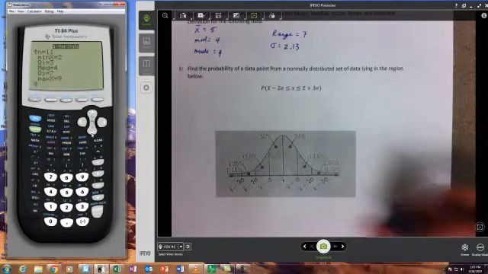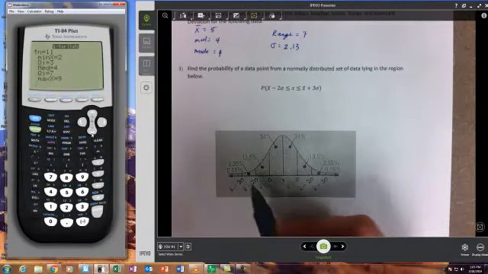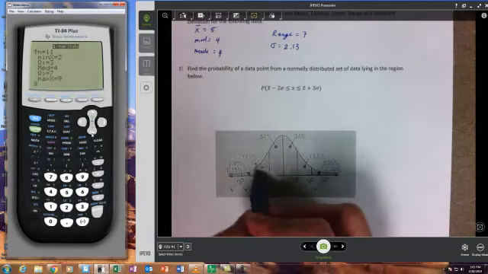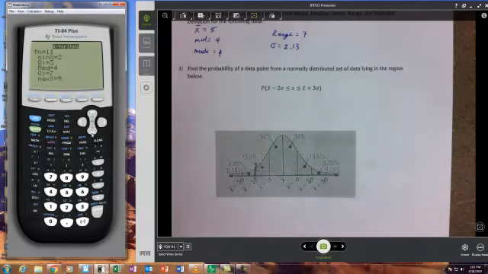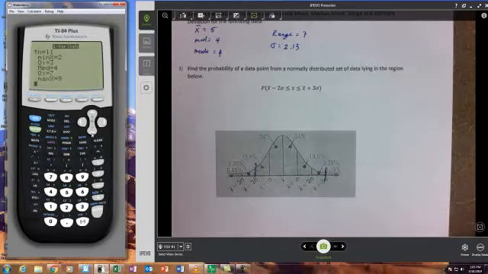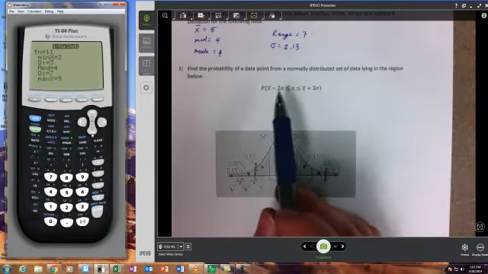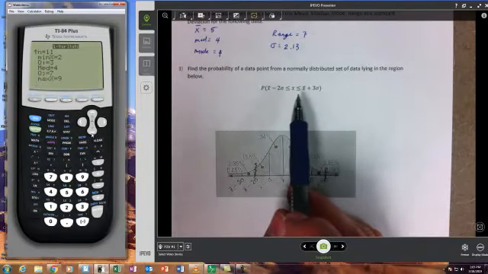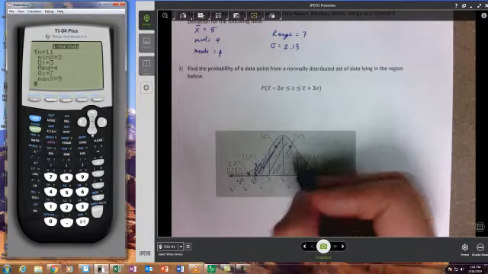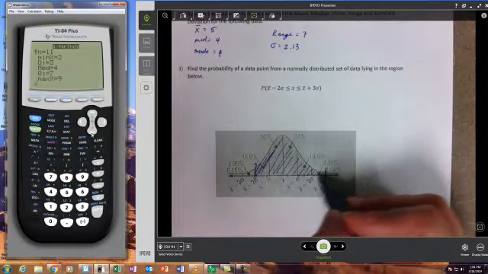So the first thing I'm going to do is find x bar minus 2 sigma, which is right here. I'm going to draw a little cut line. And then I need x bar plus 3 sigma, which would be right here. If you notice, x is living between those two cut values. So I want the probability of being in this region in between the two.